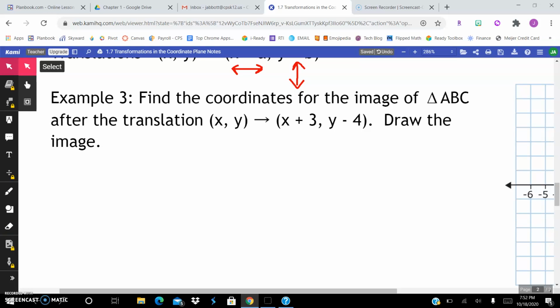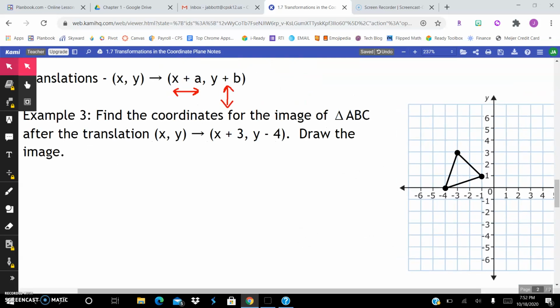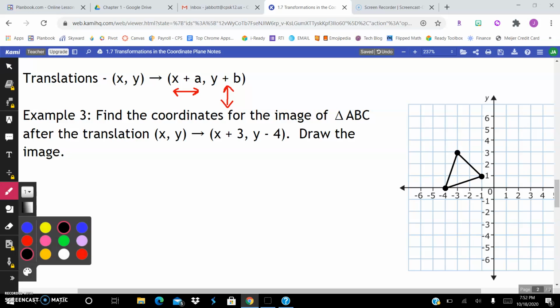So for example 3, it says find the coordinates for the image of triangle ABC after the translation of x, y to x plus 3, y minus 4, and draw our image. So the first thing I'm going to do is make a t-table of our original points. So we have -4, 0, we have -1, 1, and we have -3, 3.